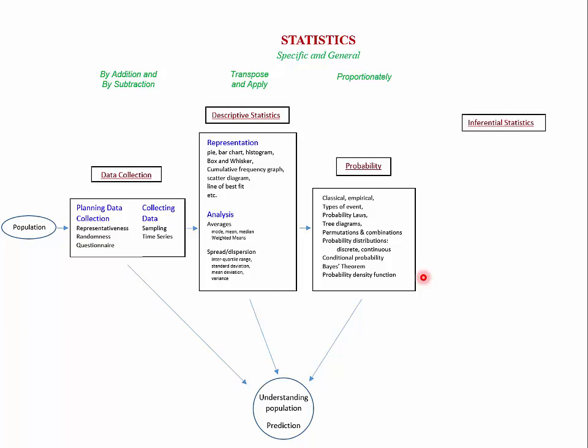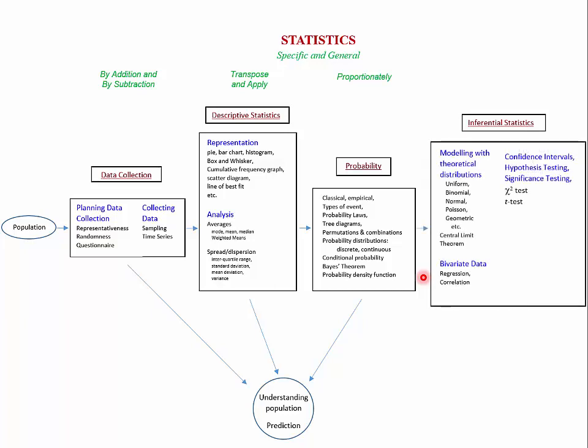The final section is called inferential statistics, and this is where we use some basic model or mathematical model to understand our population more. So we might use the binomial or normal distributions and get more refined and precise information about the population we're dealing with and understand the population better.